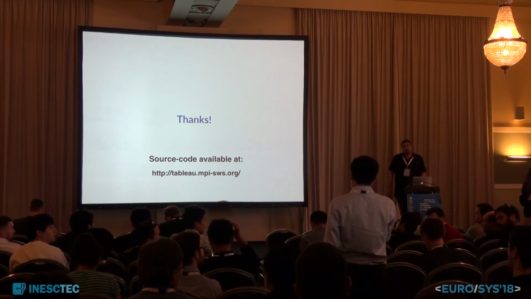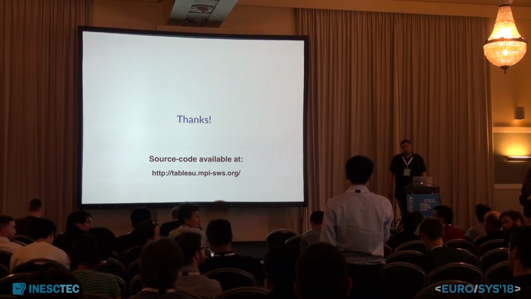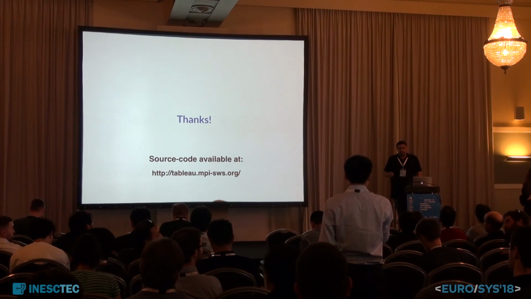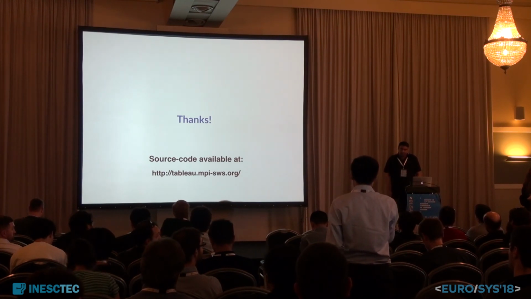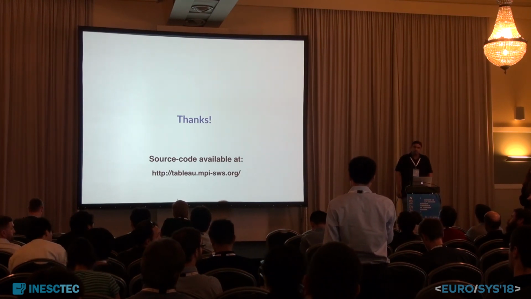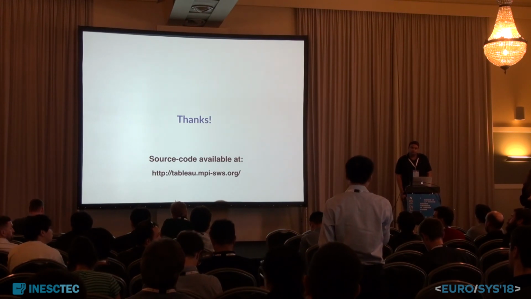So I have two questions. So with the cap in place, is your scheduler still work conserving? And the second question is, how does your scheduler handle the fluctuations of the VM workload?